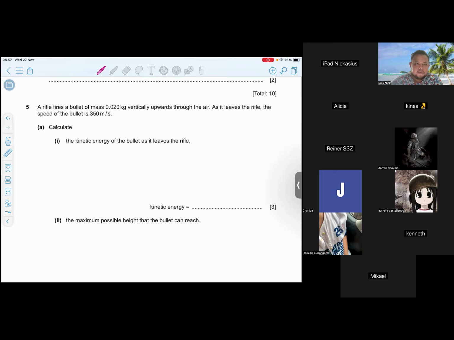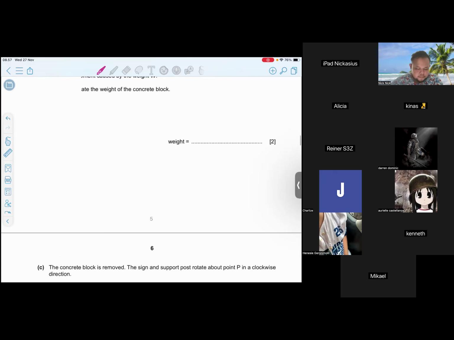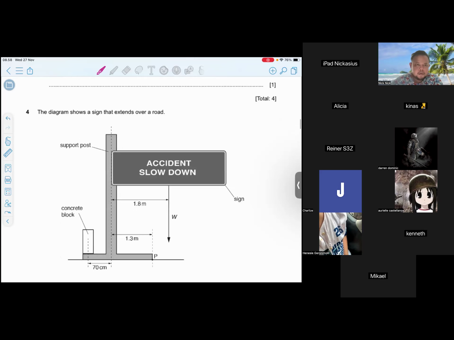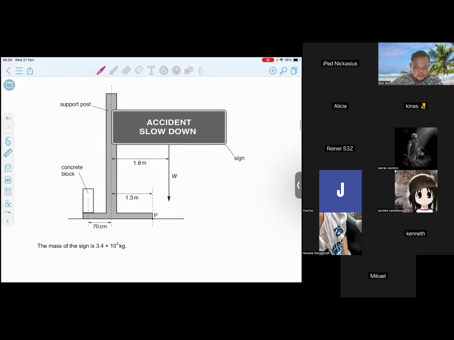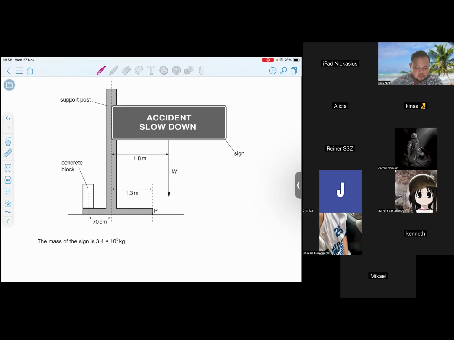Number three is short. Number three already, yeah. Number four. Number four is, oh, it is also short.